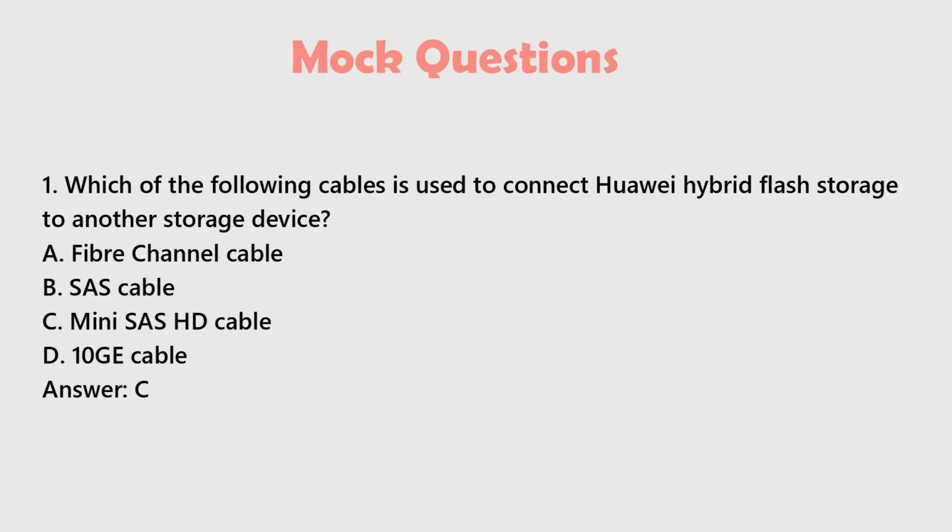1. Which of the following cables is used to connect Huawei hybrid flash storage to another storage device? A. Fiber channel cable. B. SAS cable. C. Mini SAS HD cable. D. 10GE cable. Answer: C.